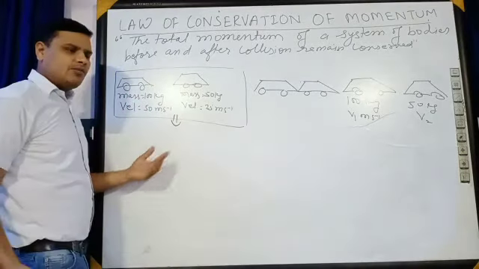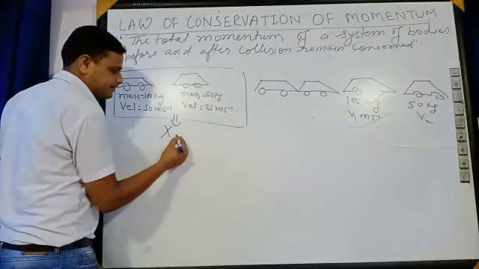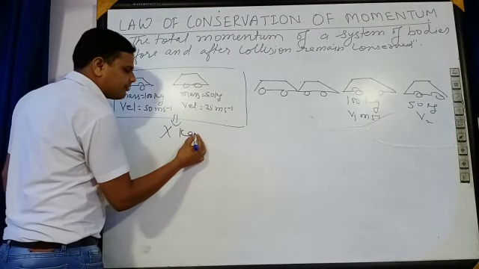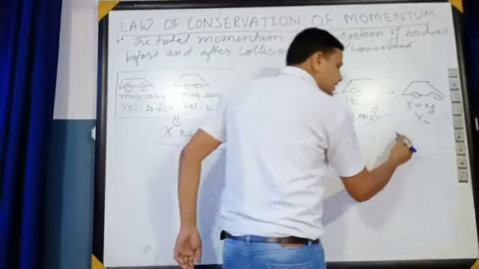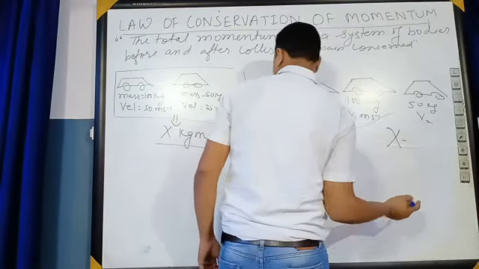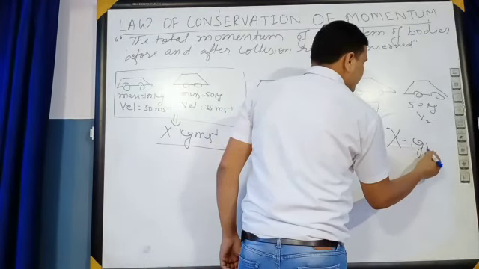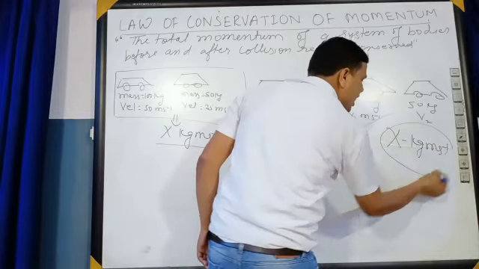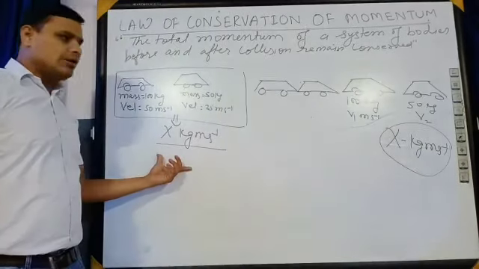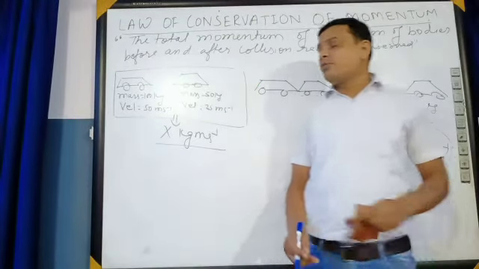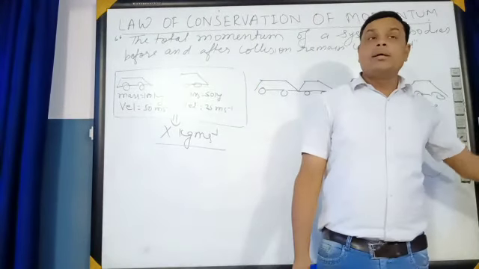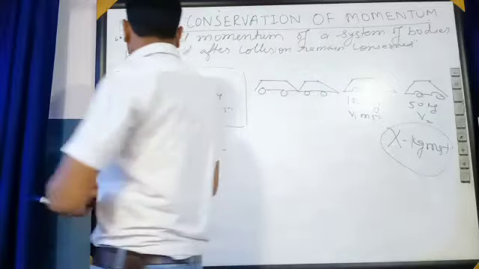So what does the law of conservation of momentum say? The total momentum, suppose here we get momentum x. What is the unit of momentum? Kg meter per second. Then after collision we will also get the momentum x. I want to explain that before and after collision the total momentum remains conserved.